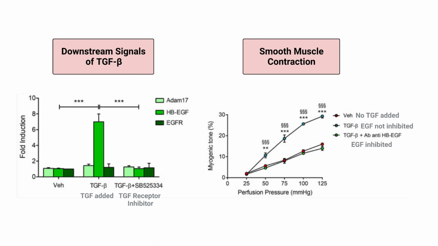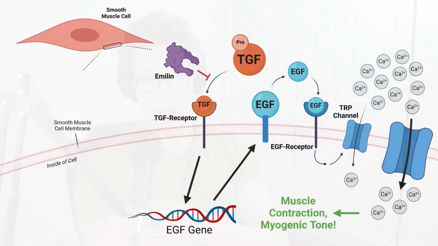So ADAM17 is a protein that, when EGF is produced, goes to the cell membrane. Let me go back to my graphic here. When the gene is read and the protein is produced, it is sent up to the cell membrane and it just sits there. So there's a piece of the protein that's stuck in the cell membrane.